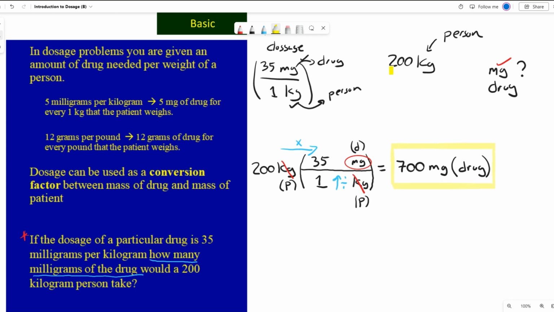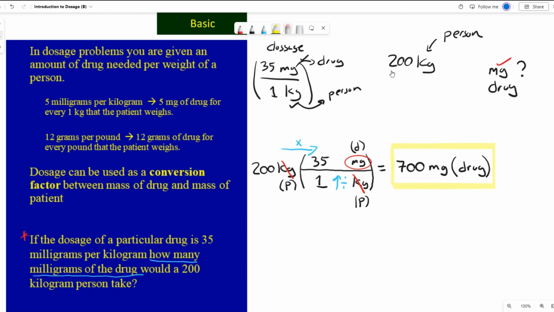Okay, so this is a relatively simple problem because it's really only one step long, but it is a good example to show you just the basics of how to do a dosage problem and convert a person's mass into the amount of drug that they need to take based on the specific dosage for that drug.